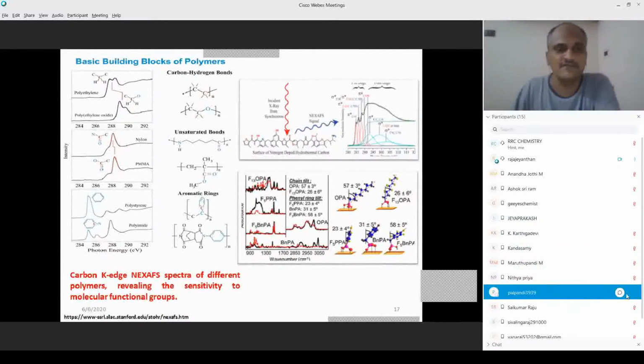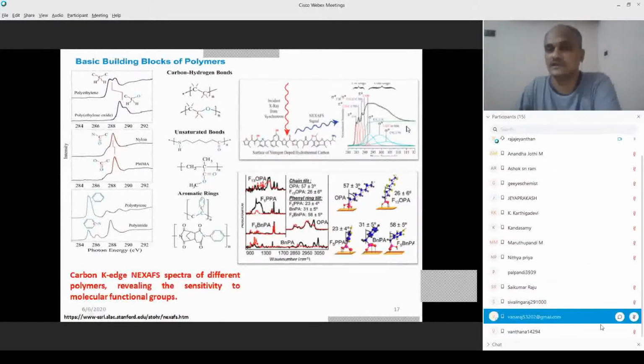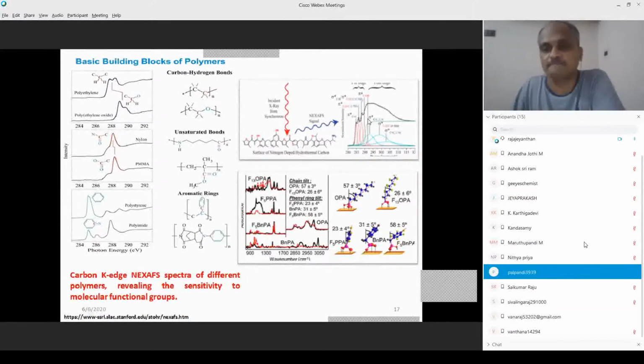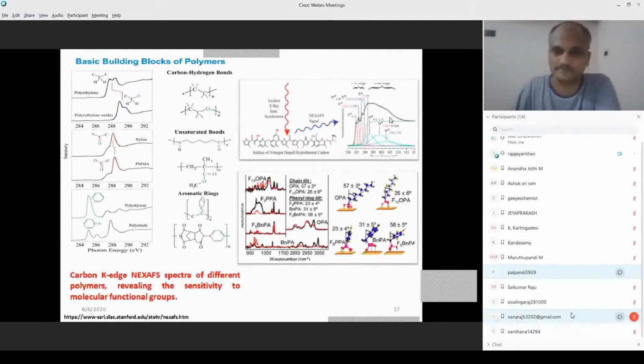In addition to that, when we do a deconvolution, as I told you, this is a very difficult process, because for the spectrum after the edge, the background correction is very difficult. You have to apply some mathematical function to solve this. So when you do a deconvolution, you will get plenty of information regarding the bond excitation, pi to pi star, and what type of bond is there. All this information can be obtained using NEXAFS spectroscopy.